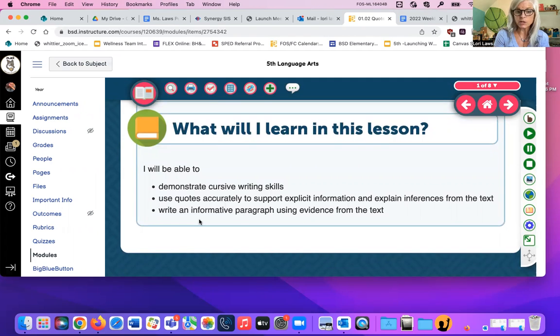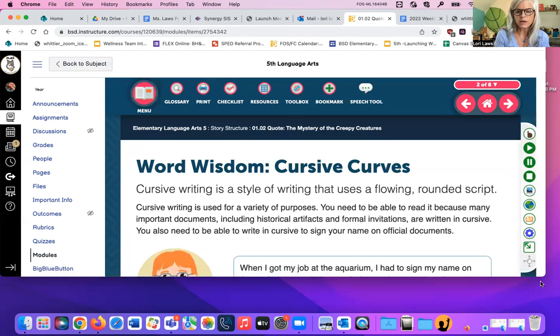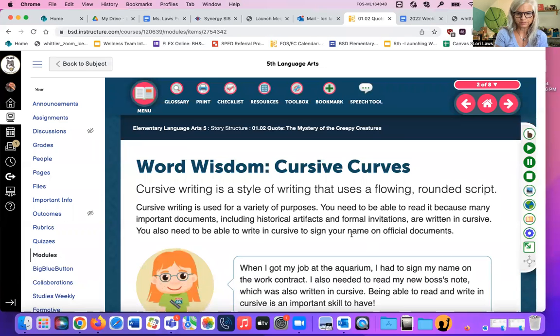By the end of the lesson, you'll be able to demonstrate cursive writing skills, which I really need practice with because my cursive is terrible. Use quotes accurately to support explicit information and explain inferences from the text. And write an informative paragraph using evidence from the text. Remember, we're not focusing too much on the writing. Then I go to the top and I go to the next page.